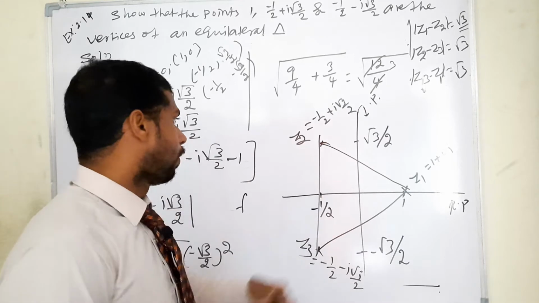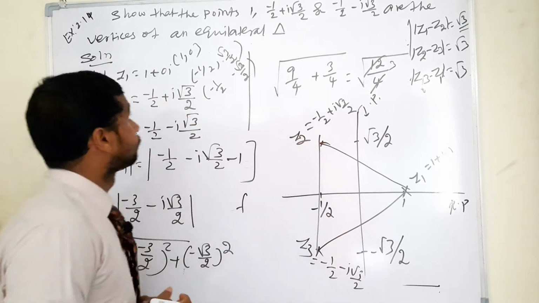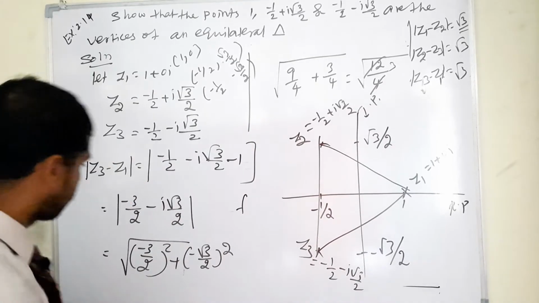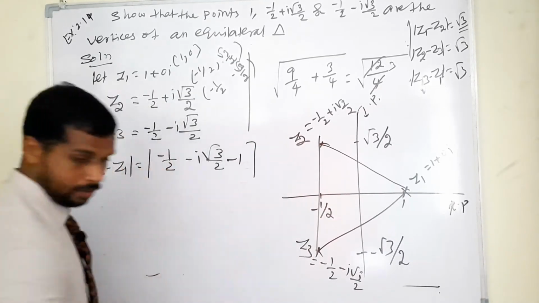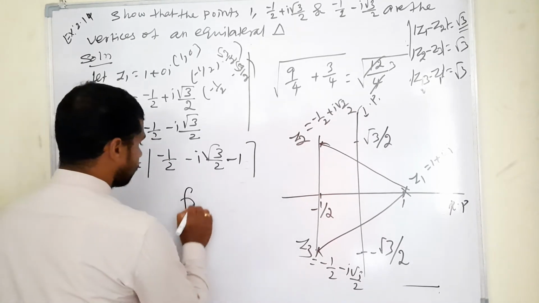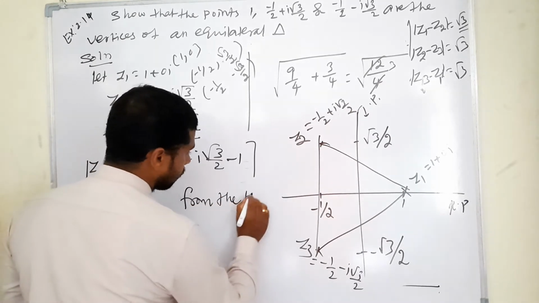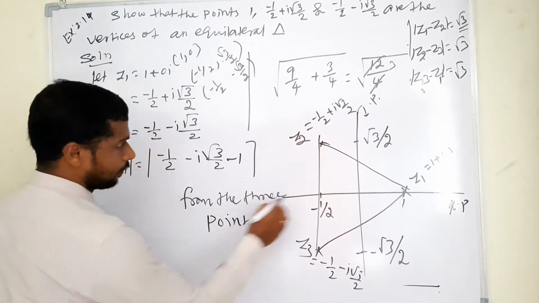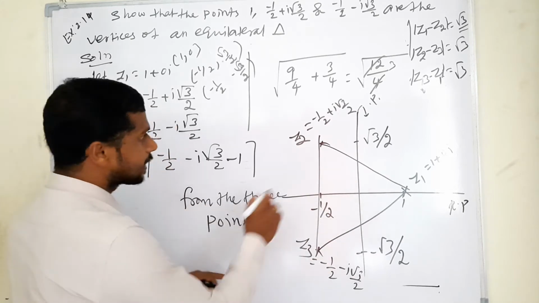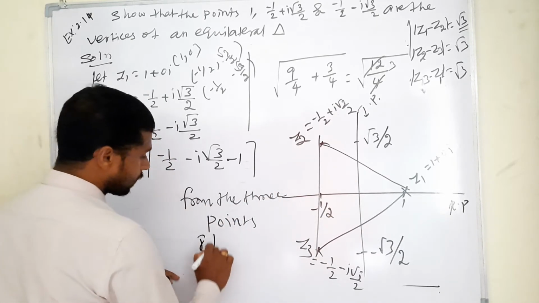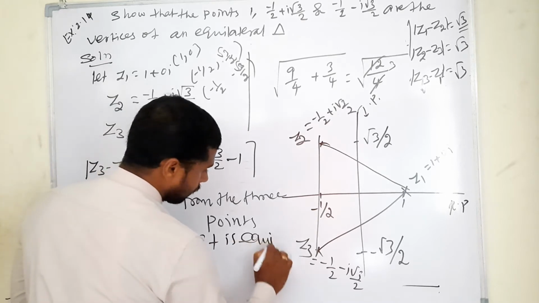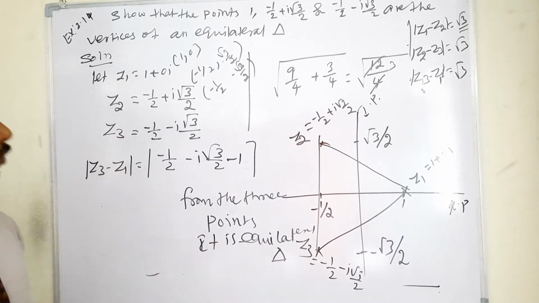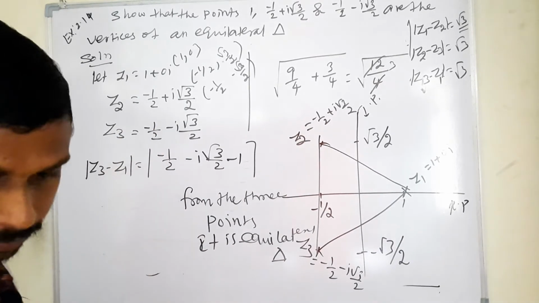From these 3 points, so what is the question? Equilateral triangle, isn't it? So, from the 3 points, just the last line you have to write. From the 3 points, definitely we can say each side will be equal. Each side being equal means it is an equilateral triangle, hence proved. There is a condition to show that. The first question is over.